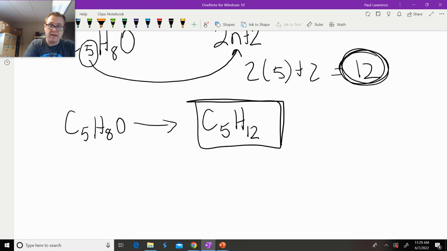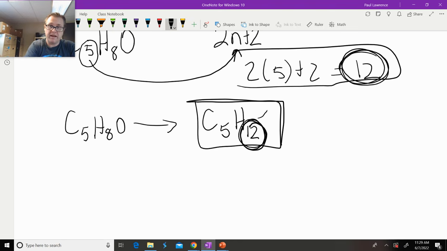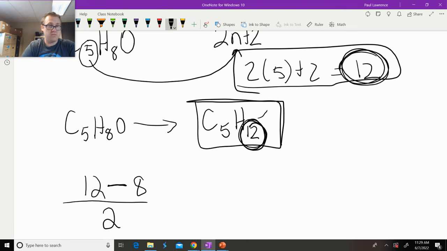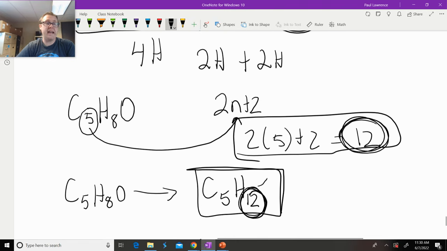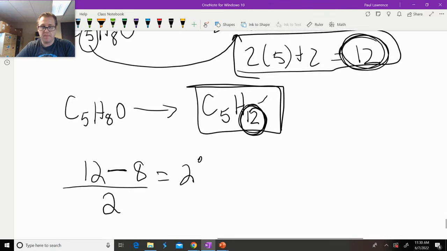We're going to take the amount of hydrogens that you calculated by using this formula right here. You write that down. Then you minus how many hydrogens you actually have, which is 8, divided by 2 equals 2 degrees of unsaturation. So that is how you handle molecules that have oxygen in them. You just pretend it's not even there, and you don't do anything with it.